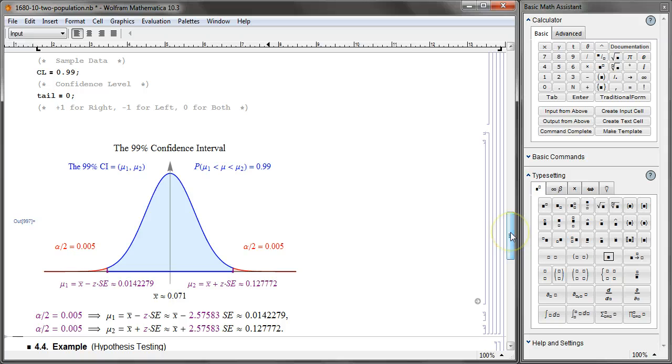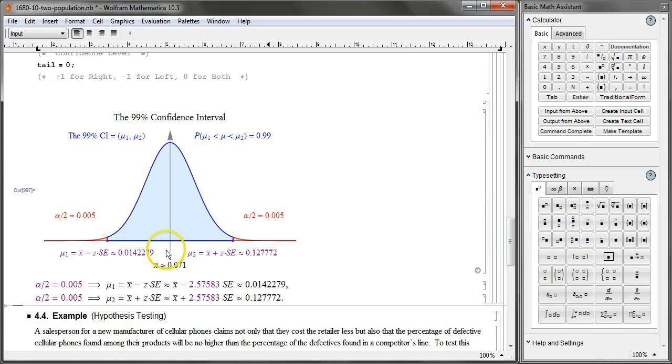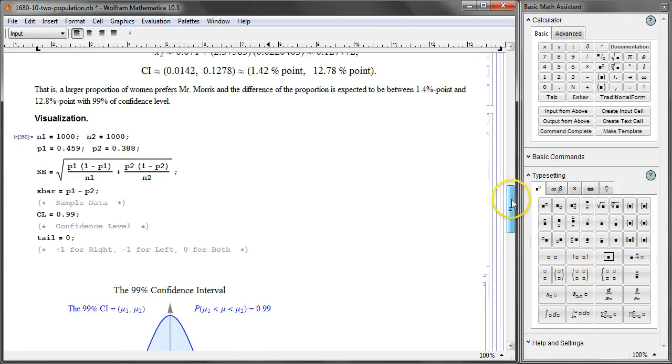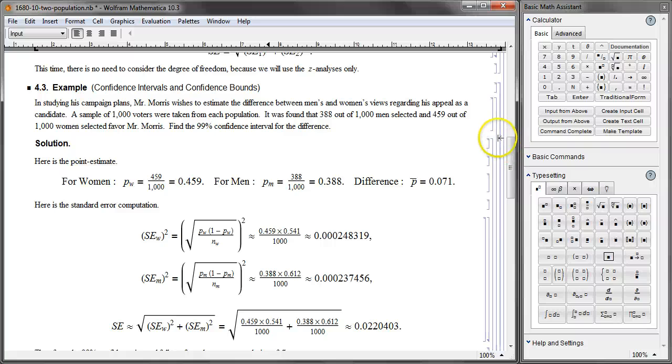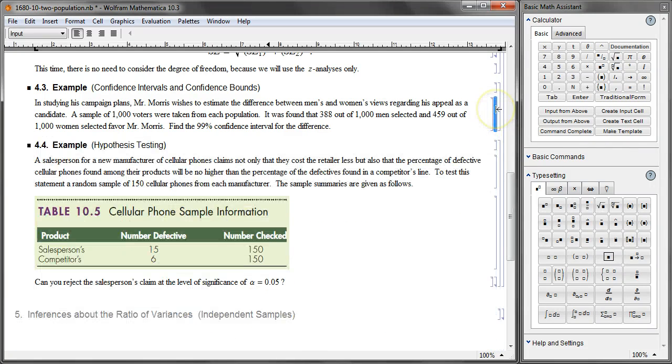We are in this kind of confidence interval. 0.071 goes right in the middle, 99%, the blue part in the middle, and 0.005 there in the left hand side, and 0.005 in the right hand side. Okay, that was simple. And let's go over to hypothesis testing example.